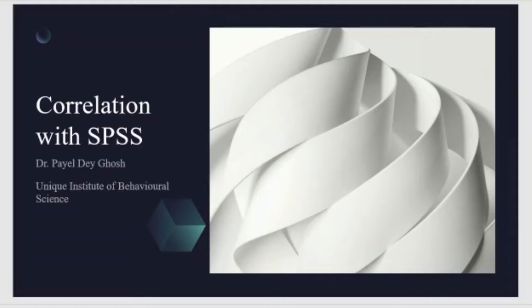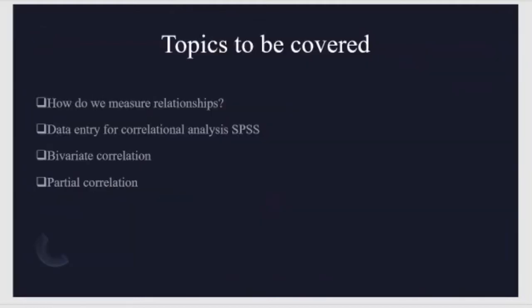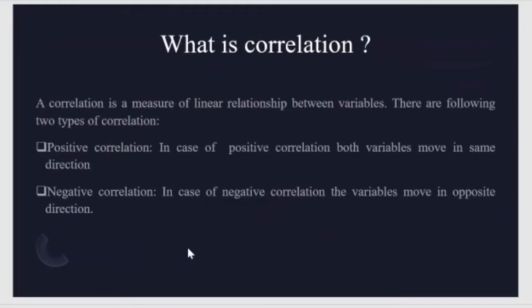Okay. So today we'll start correlation, and these are the topics that I'm going to cover: how to measure a relationship, how to enter data in correlation, and the most important things, bivariate correlation and partial correlation. So I discussed that correlation means linear relationship between two variables. And we know that there are two types of correlation, positive and negative. Positive means when one variable increases, the other variable also increases, meaning they are changing in the same direction. And in case of negative correlation, the variables move in the opposite direction. So these things we know.